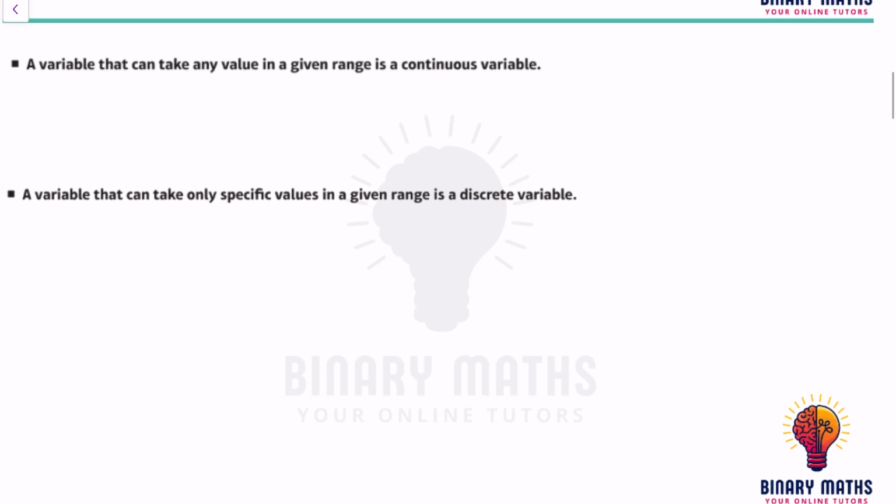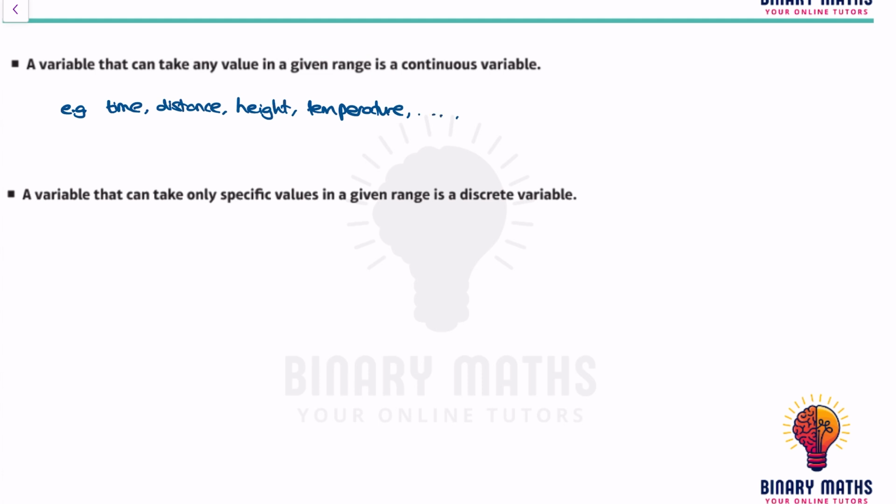Okay, a variable that can take any value in a given range is a continuous variable. So for example, time goes on forever, distance can be measured to any degree, height, temperature. So these variables are continuous.